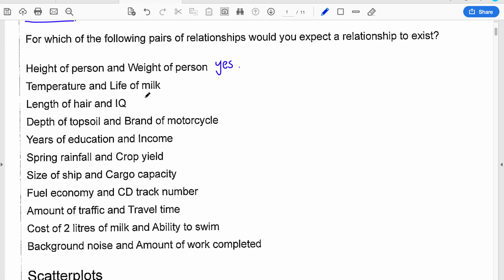Temperature and life of milk. So in other words, whether your milk is good or bad. Yeah, we could say yes, and that's why we keep our milk in the fridge, because obviously if your milk is going to be getting to a higher temperature, then the life of that milk is not going to be as long. Length of hair and IQ. No, definitely not. Otherwise, we'd all be growing our hair, no doubt, to increase our IQ, or the other way around if it happens to be that shorter hair leads to IQ being higher. So no, there is no association. We don't see any relationship between that data.